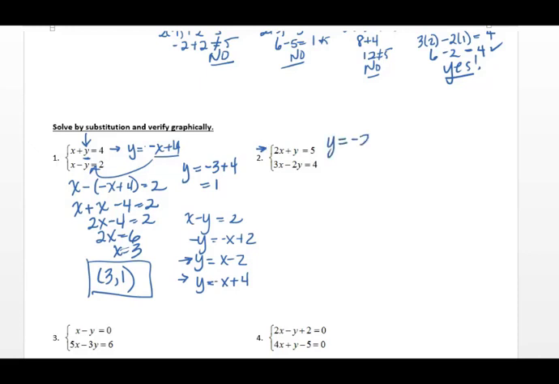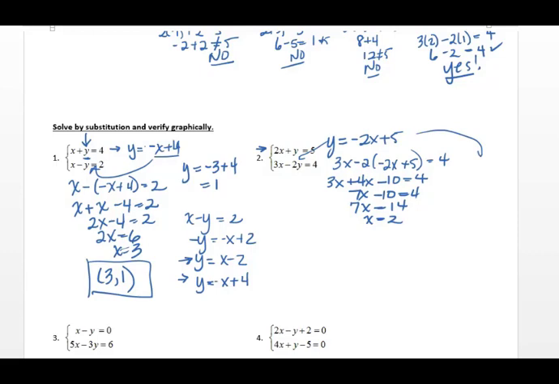So y equals negative 2x plus 5. Now I'm going to take that equation and plug it into the second equation. So I have 3x minus 2, plug in the negative 2x plus 5, equals 4. And now I need to clean it up. So I have 3x plus 4x minus 10 equals 4. So 7x minus 10 equals 4. So 7x equals 14. So that means x is equal to 2.